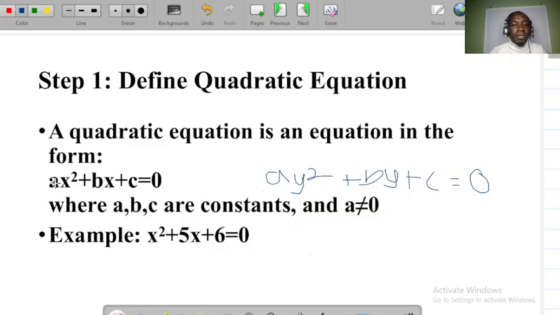Once a is 0, then it means it's no longer a quadratic, because when you multiply this 0 by x squared, it becomes what? 0. Good. So another example of quadratic equation is x squared plus 5x plus 6 is equal to 0.